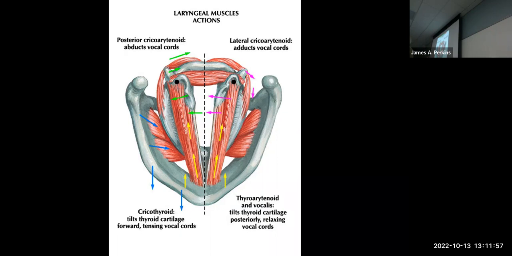So that recurrent laryngeal nerve branches off the vagus way down here in the thorax and then turns around, comes all the way back up in the neck, into the larynx to innervate all of these laryngeal muscles, except for cricothyroid. Cricothyroid is innervated by a different branch of vagus.